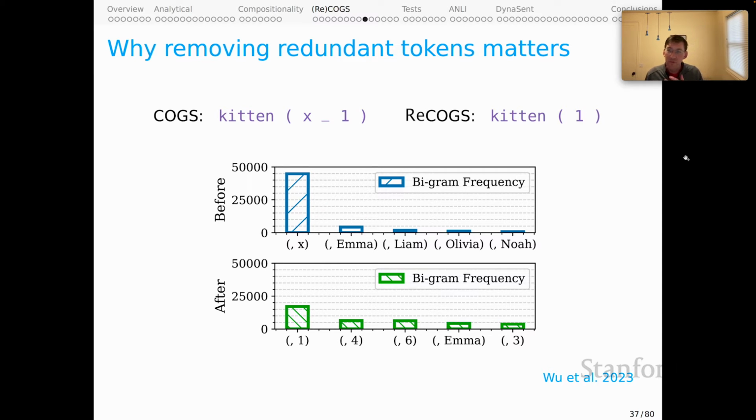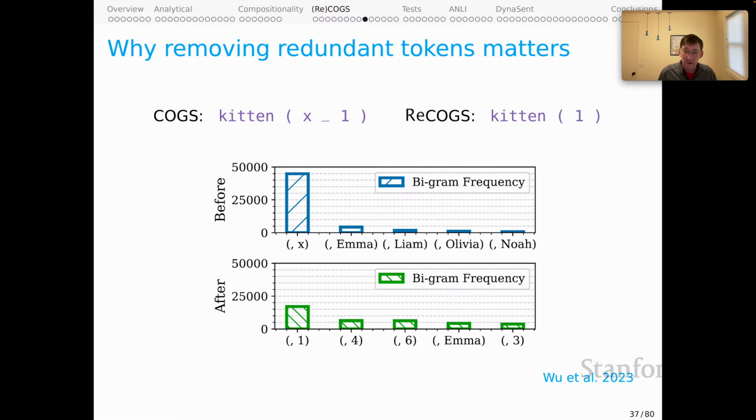This has a profound effect on the performance of models, even though it's an obviously semantics preserving change to the logical forms. And I think we can think in terms of basic conditional probabilities to come to an understanding of why this matters so much. Think just at the level of bigram frequency. For COGS, overwhelmingly, the commonest bigram in the data set is comma x, and that's because so many of these expressions involve variables inside those parenthetical expressions with commas. And then way down, with much smaller frequency, are commas with names next to them.